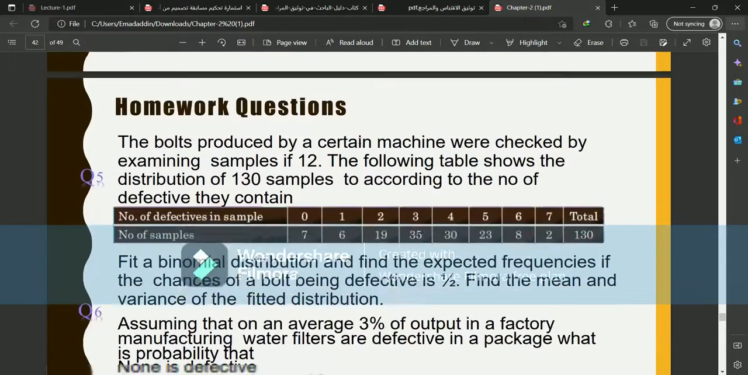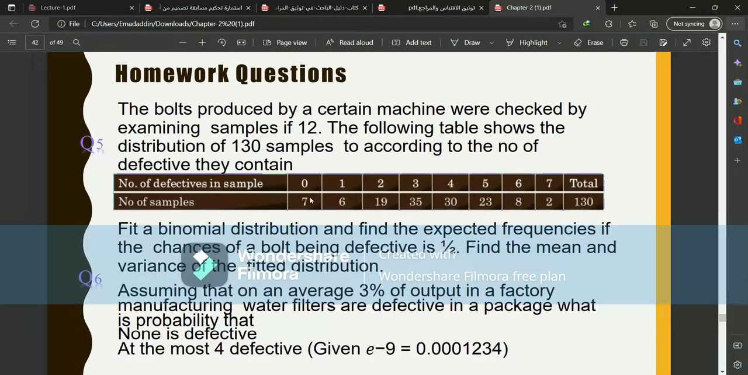The answer for this question of the homework will be 0.7, 0.6, 0.19, 0.30, 0.39, 35, 0.3, 0.23, 0.08, 0.02, and we will have the defective 1 over 7, 1 over 6, 1 over 19, 1 over 35, 1 over 30, 1 over 23, 1 over 8, and 1 over 20.